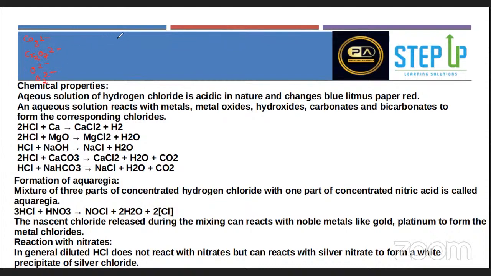The next one is your sulfate. Sulfate is SO4 2 minus, sulfite is SO3 2 minus. Sulfide is S2 minus. Silicate is SiO3 2 minus. Thiosulfate is S2O3 2 minus. ZnO2 2 minus. PbO2 2 minus.